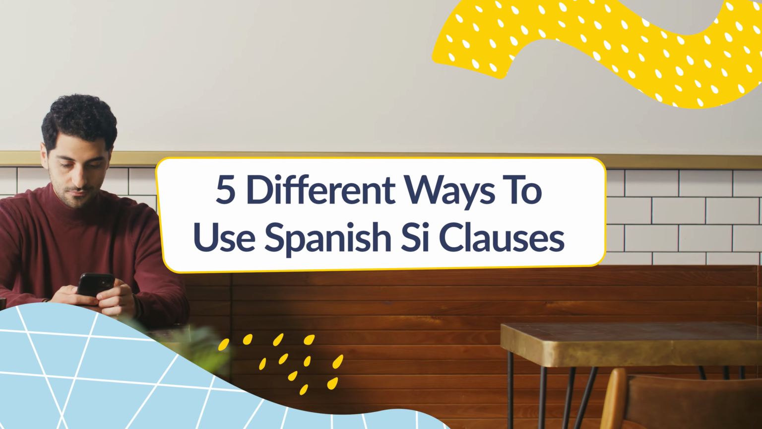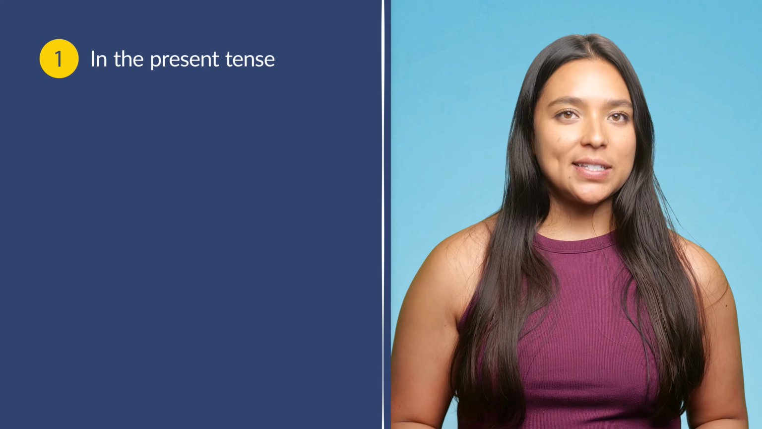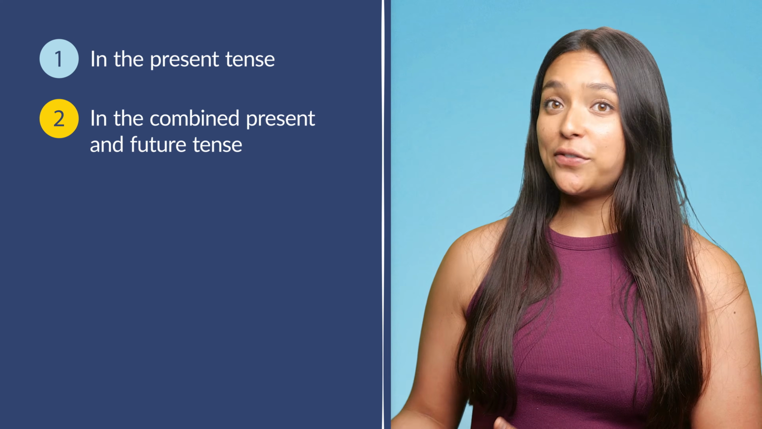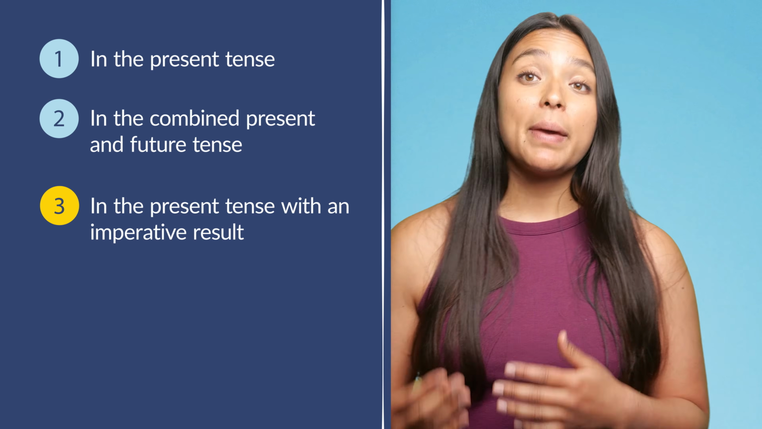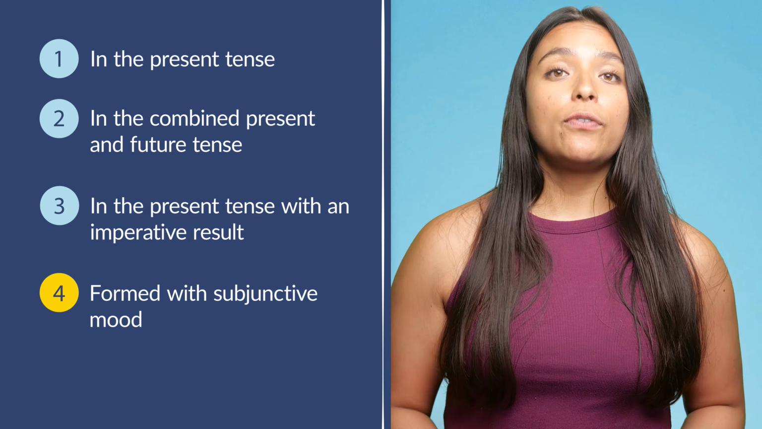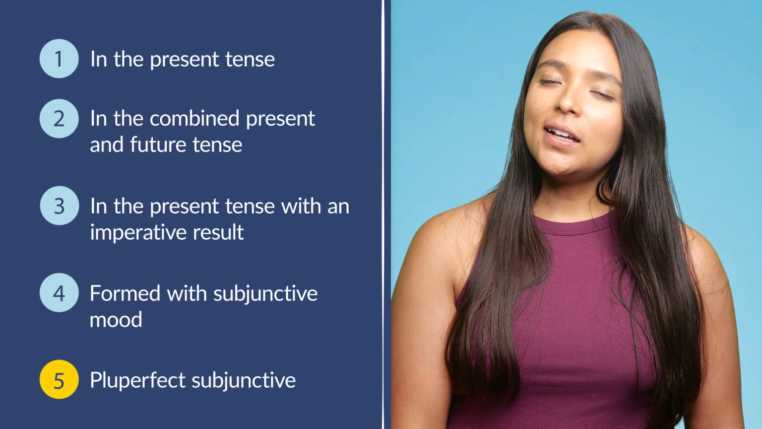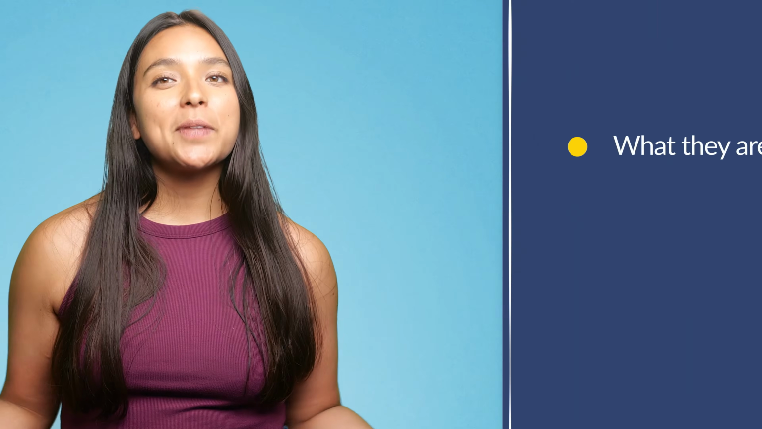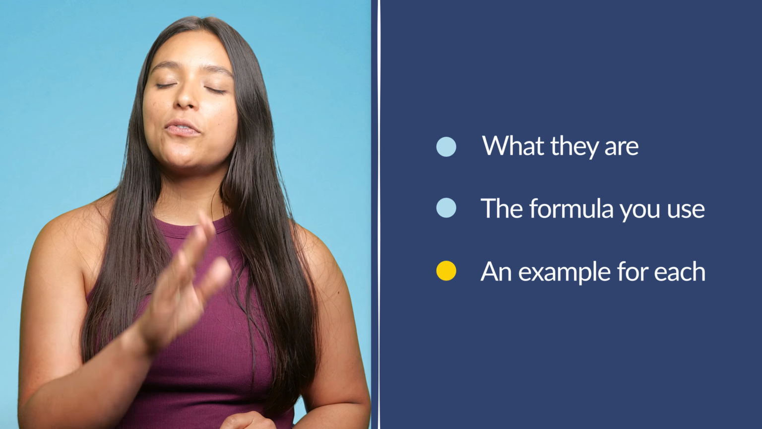Now we come to the 5 different ways in which we can use Spanish si clauses. They are way 1, in the present tense. Way 2, in the combined present and future tense. Way 3, in the present tense with an imperative result. Way 4, formed with subjunctive mood. And finally, way 5, with pluperfect subjunctive. We'll explain what they are, the formula you use, and give you an example for each one.